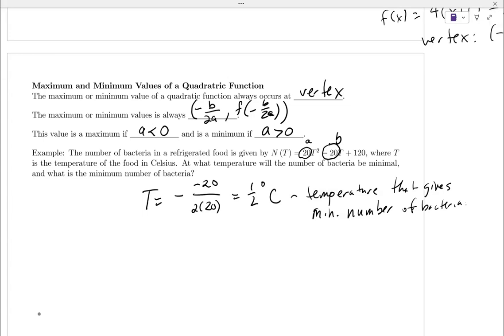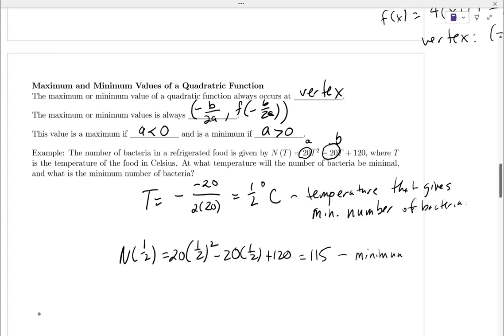How do we answer the second question? What do we do with this now? Good, plug a half into the function. That's exactly right. So if we do n of a half, we get 20 times 1 half squared minus 20 times a half plus 120. Let's see, 1 half squared is a quarter times 20 will give me 5, minus 10 is negative 5, plus 120 gives me 115. And this is the minimum number of bacteria, the actual minimum value.